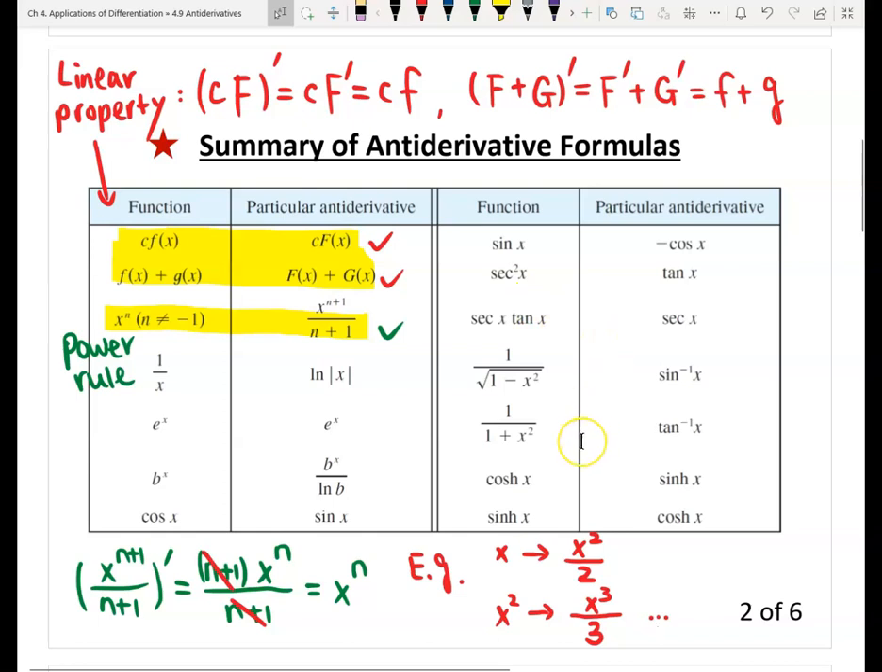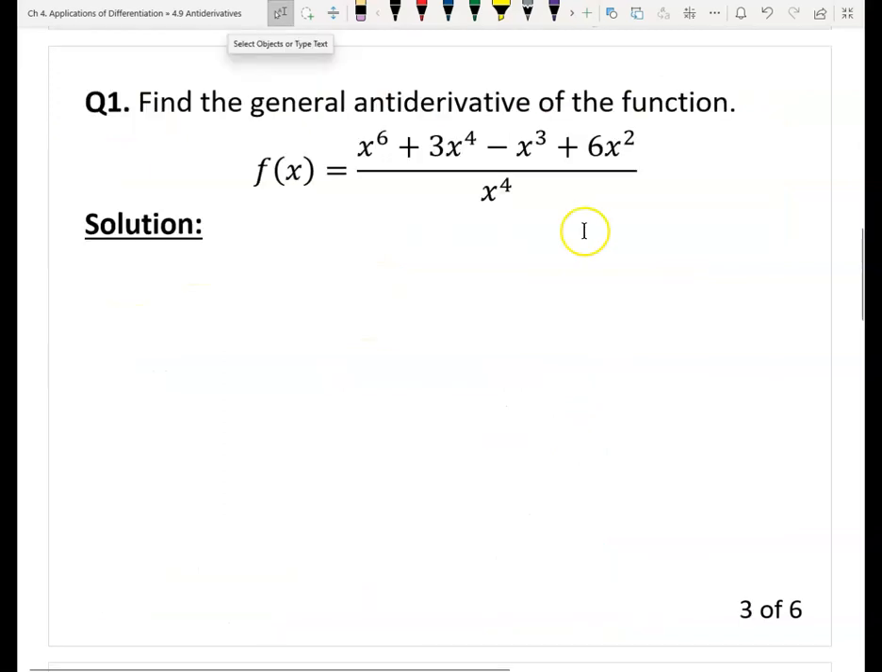Now, let's go and practice these formulas. Here is the first question, and we need to find the general antiderivative of this function. See, this is a rational function, right? We do not have a single formula, okay? However, it is very easy to break down this rational function into small pieces. You can expand the fraction, or just simplify. Okay, so let me draw. We can simplify this into power functions, so we have the antiderivative formula to use.